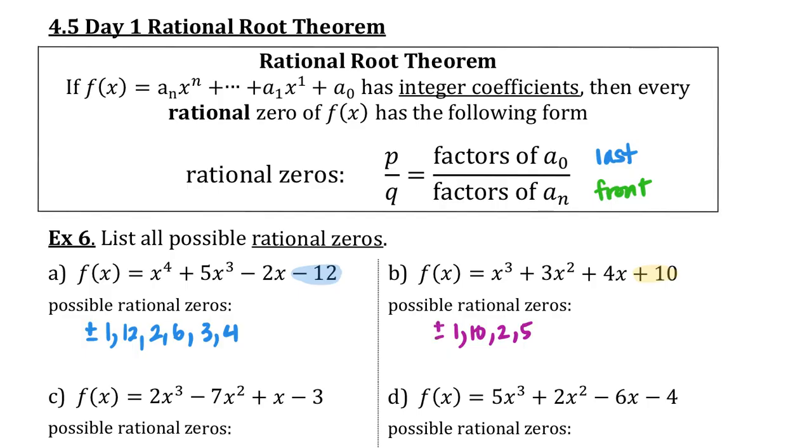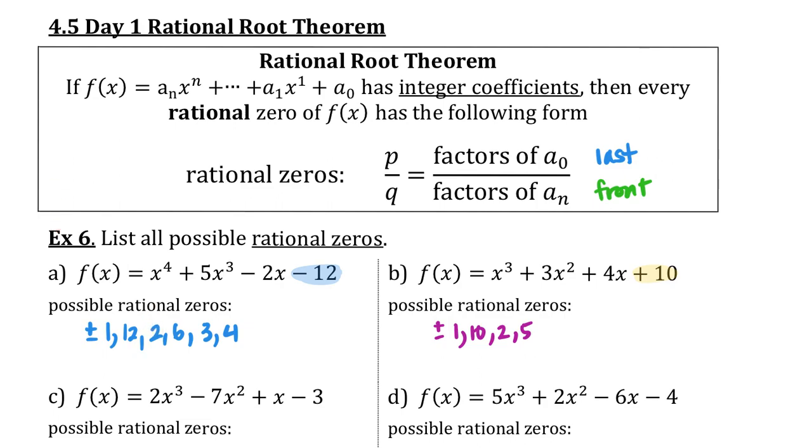And it could be positive, negative. Even though it's a positive 10, it could be a negative times a negative. That would turn it back to positive. So we're just going to include positives and negatives for all things. Since there's no coefficient on the first term, we're not going to worry about that one.